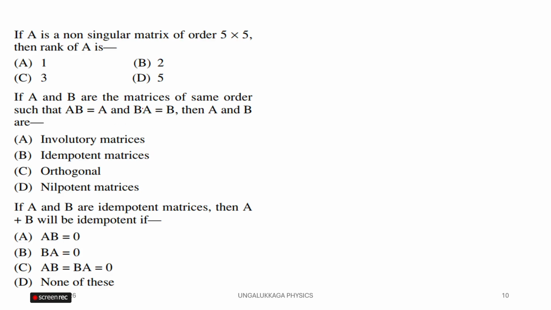Next, a non-singular matrix means that the determinant of A is not equal to 0. If the determinant of A is equal to 0, we call it a singular matrix. It's a square matrix where the determinant of A is not equal to 0, and its order is 5 cross 5. So for a square non-singular matrix of order 5, the rank of the matrix A is 5.